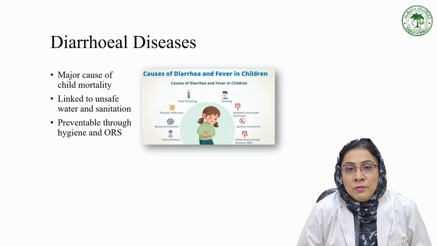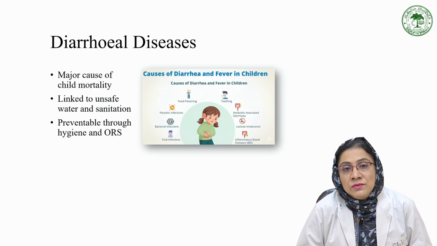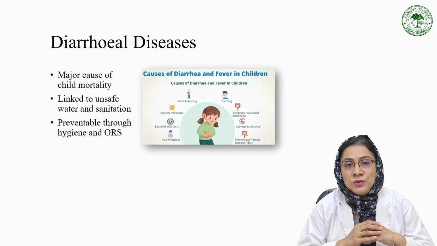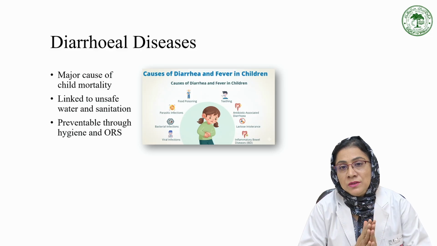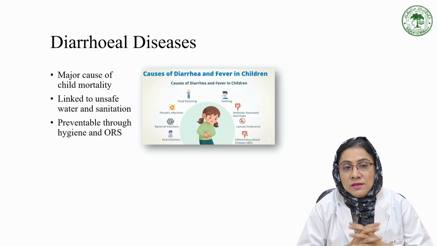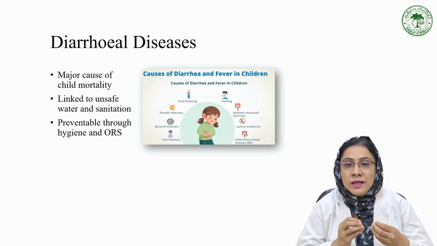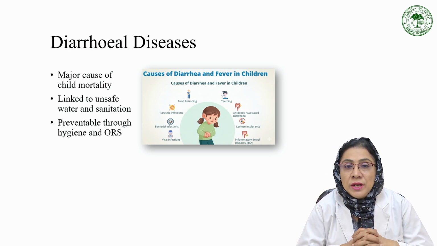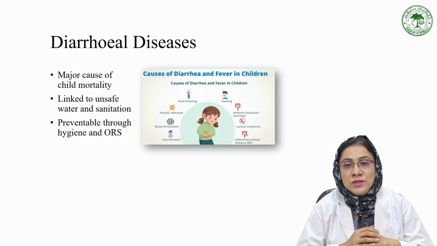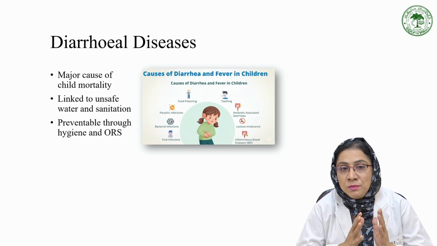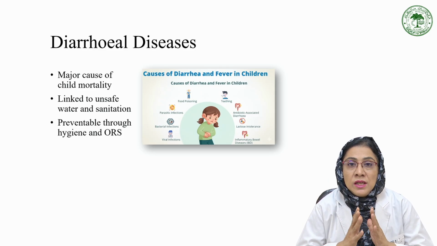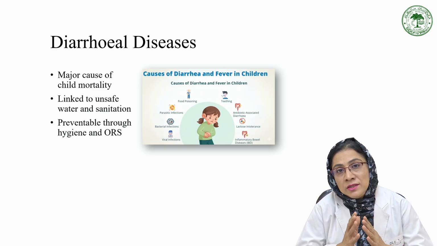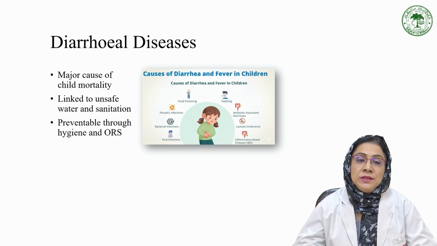Diarrheal diseases are among the leading killers of under 5, particularly in regions with poor sanitation and unsafe drinking water. Frequent episodes lead to dehydration, malnutrition, and in severe cases, death. The tragedy is that diarrhea is largely preventable through safe water sanitation and hygiene practices. Oral rehydration solutions and zinc therapy are simple, life saving interventions. Yet, lack of access and awareness perpetuate high mortality rates.